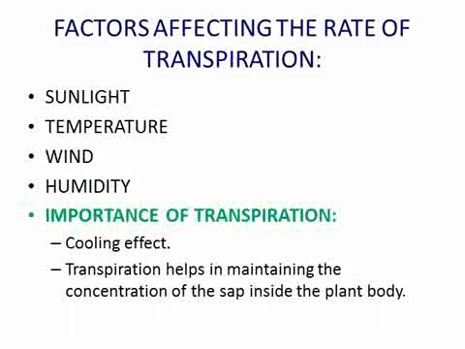Next, what are the factors that affect the rate of transpiration? Sunlight, temperature, wind, humidity. Sunlight: during the daytime, the rate of transpiration is faster because the stomata remain open to allow the inward diffusion of carbon dioxide for photosynthesis. But during night time, the stomata remain closed and transpiration hardly occurs. So this is the first factor affecting the rate of transpiration.